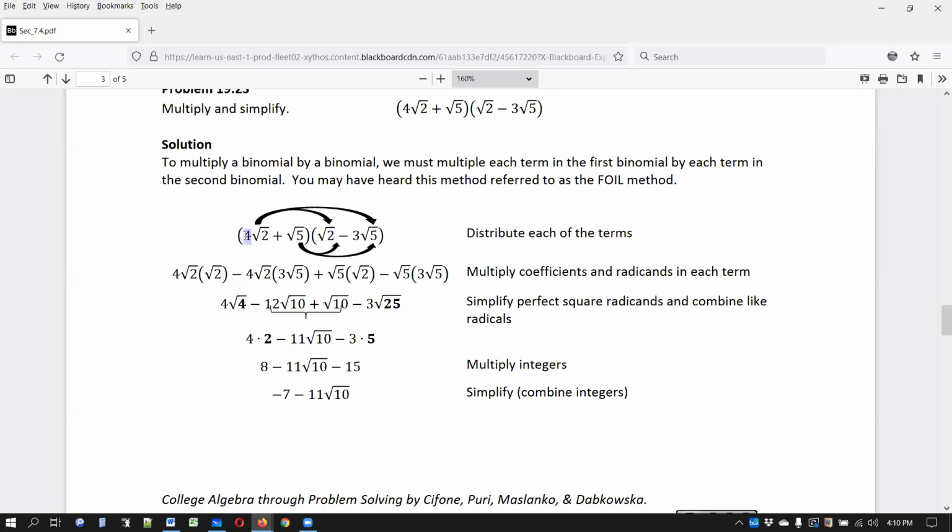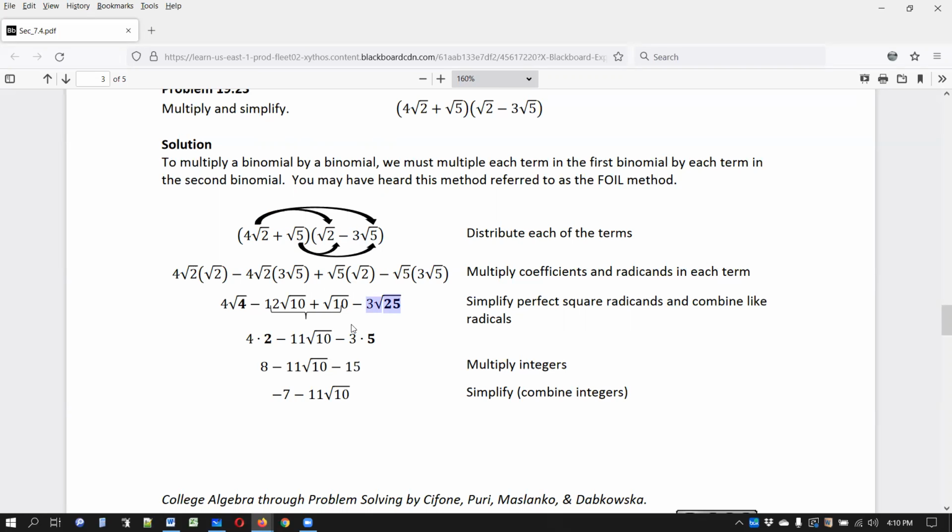Minus 4 times 3, 12, 2 times 5, radical 10. The third multiplication is 1 times 1, both outside of the radical, 5 times 2, radical 10. And the last multiplication is 1 radical 5 times negative 3 radical 5, so it would be negative 3 radical 25.